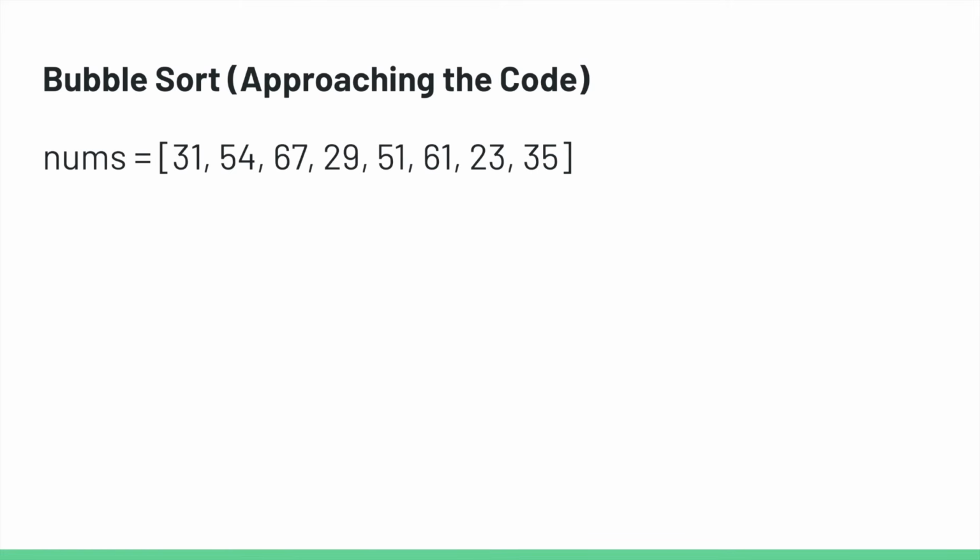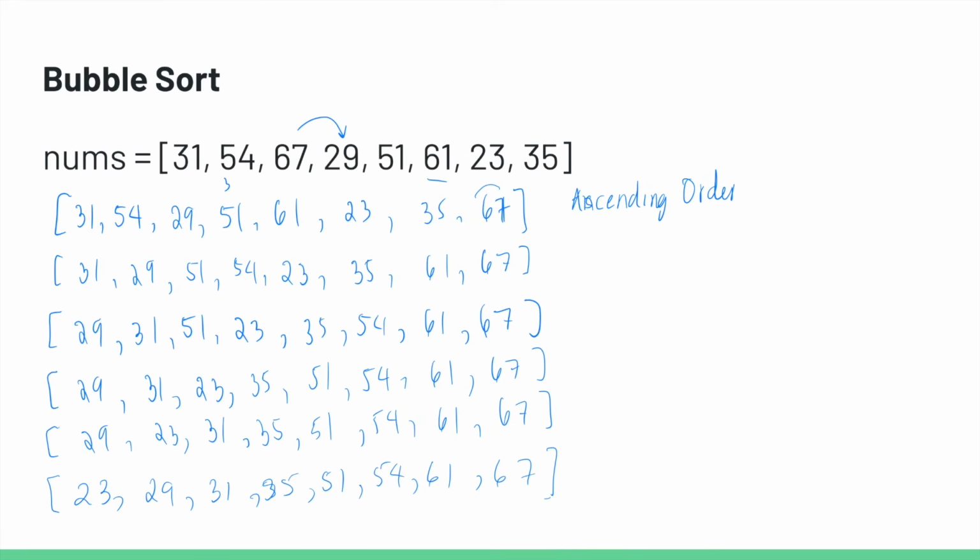So now what I want to do is focus on how we can take a bubble sort and write code to execute this algorithm. So if you look back at the process that we just went over, basically we had higher values bubble to the top. By the top, I mean the end of the array. So first we had 67 right here, and then 61, and then 54, and then 51, and then 35, and then 31. So basically it took us 1, 2, 3, 4, 5, 6 times to get this done.